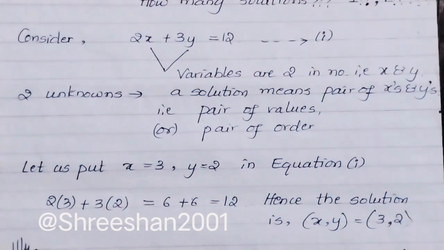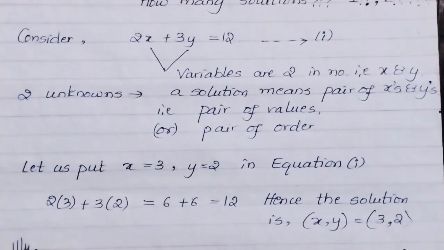Now if one person is taking x value as 3, y as 2, someone else may be taking some other values. Whether those values will also satisfy the equation or not, we need to check, right? So similarly, let us assume some more values, and check whether they also behave as solutions or not.